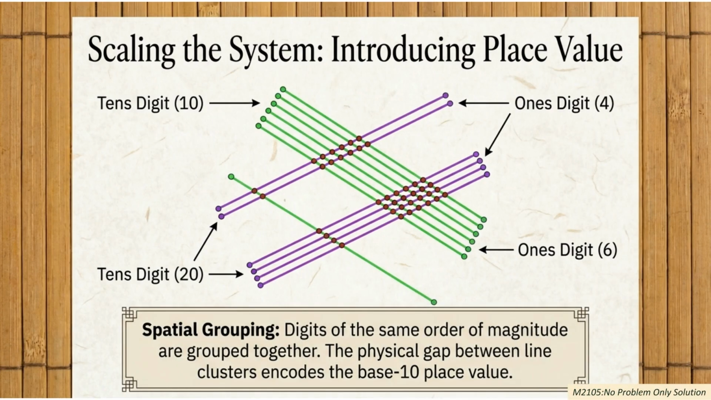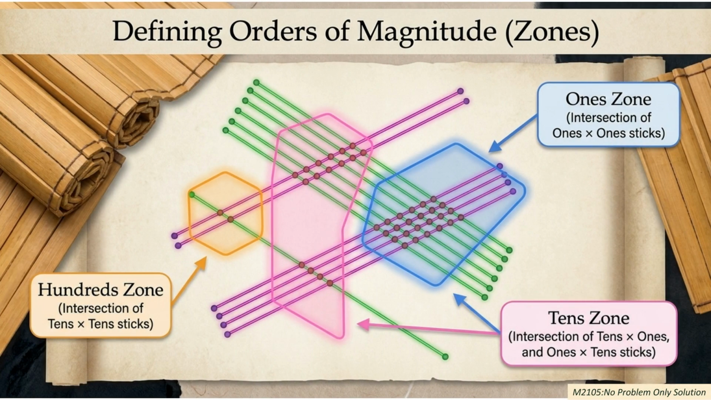To scale this system, we introduce place value through spatial grouping. By leaving physical gaps between line clusters, we can represent tens, ones, and other magnitudes effectively. Different zones are defined by these intersections. We can identify the 1 zone, the 10 zone, and even the 100 zone, based on how the various sticks intersect.